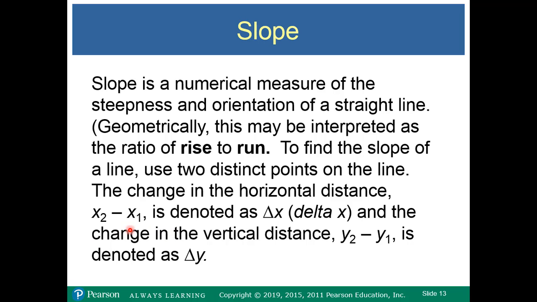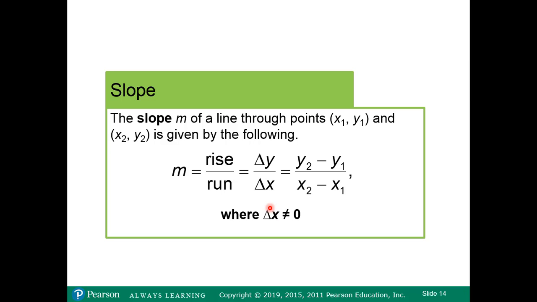We use the symbol delta x to represent the change in x. So when we say the difference in the x values, we will use the symbol delta x, which means the same thing, the change in x. And we're going to use delta y for the change in y. And so rise over run can also be denoted by delta y divided by delta x. And so the slope, denoted by m, is rise over run, also equal to delta y over delta x, which is again the change in y over the change in x.